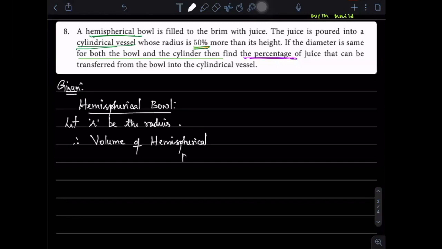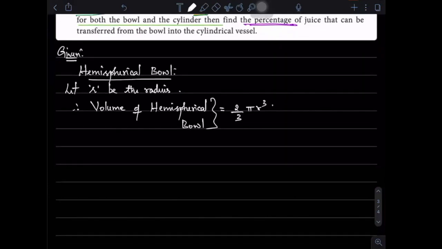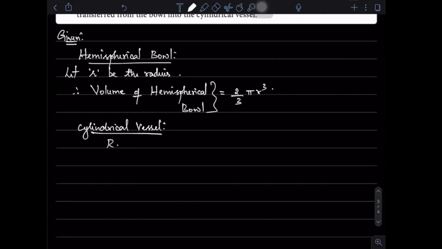Volume of the hemispherical bowl, we know volume of a hemisphere is 2/3 pi r cube. What is the next shape given? Cylinder, yes. The cylindrical vessel. What is the radius of the cylindrical vessel here? They're going to have the same, right? So it is also going to be r. What's the height? They have given the height. Let h be the height.